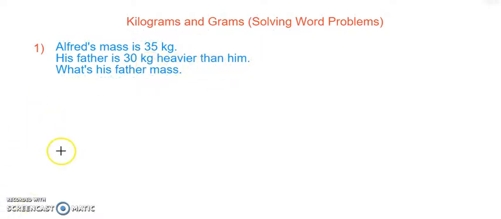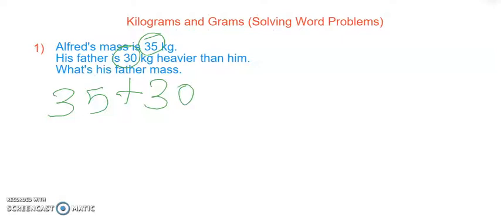So to obtain his father's mass, we have to add Alfred's mass, which is 35, with how much his father is heavier than him, which is 30 kilogram. So 35 kilogram, this is Alfred's mass, plus 30 kilogram, the amount his father is heavier than him. This gives us 65 kilograms.